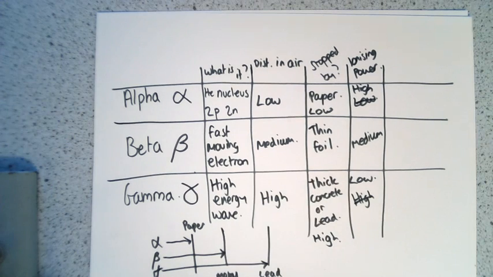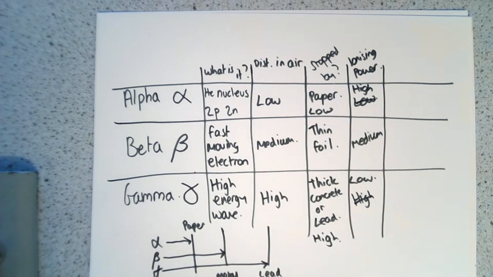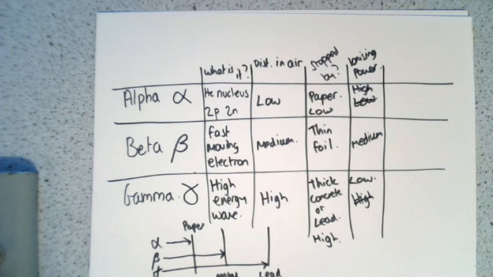So a bit of a comparison here. Whilst alpha is only stopped by paper, it's got the highest ionizing ability. So if you were stood next to someone with a radioactive source pointing alpha at you, you'd be okay. However, if you've got alpha radiation in your body, it would do the most damage. Whereas gamma can pass through skin. If someone was firing gamma rays at you, it would pass through your body and back out, but it's got the lowest ionizing power. So if you ever get given a comparison, there's a number of things to consider with that one.